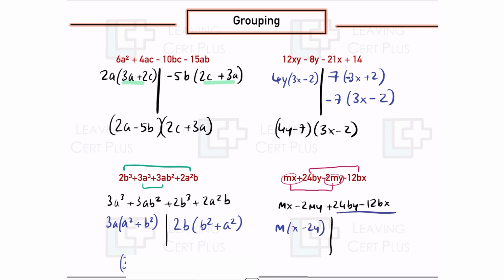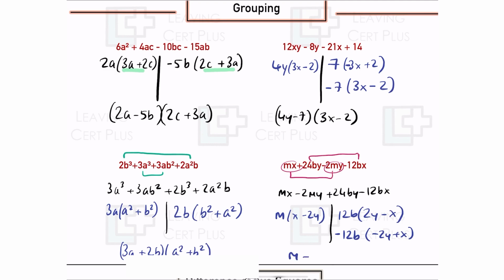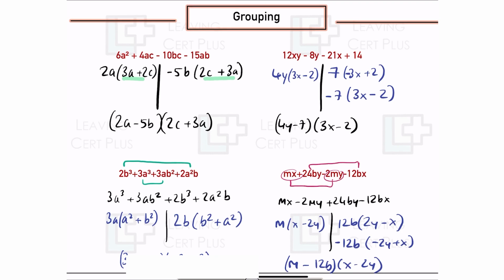And over here you could take out a 12. You could also take out a b. So that's going to be 2y, and you got minus x. So now you can see that these signs are opposites. So our x is positive here, but it's negative. This one's negative, and this one's positive. So if we just change the sign of what we took out, aka take out a minus 12b, that would be minus 2y plus x, which is the same as what we have over here. So m minus 12b is in one bracket, and then our x minus 2y is in the other, and that's your answer. So that's grouping done.